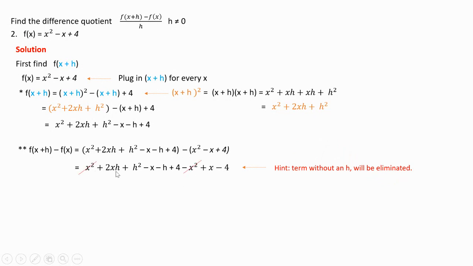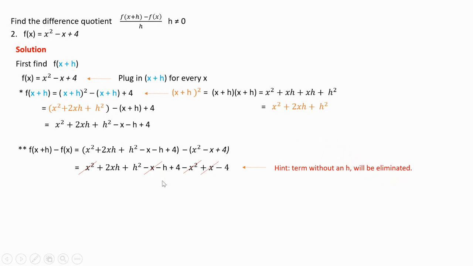Does the 2xh have an h? Yes, so that stays. Does h squared have an h? It stays. Does the negative x have an h? No, it doesn't. So there has to be a positive x somewhere, and it's over here on the right side. So that is eliminated with this one here.